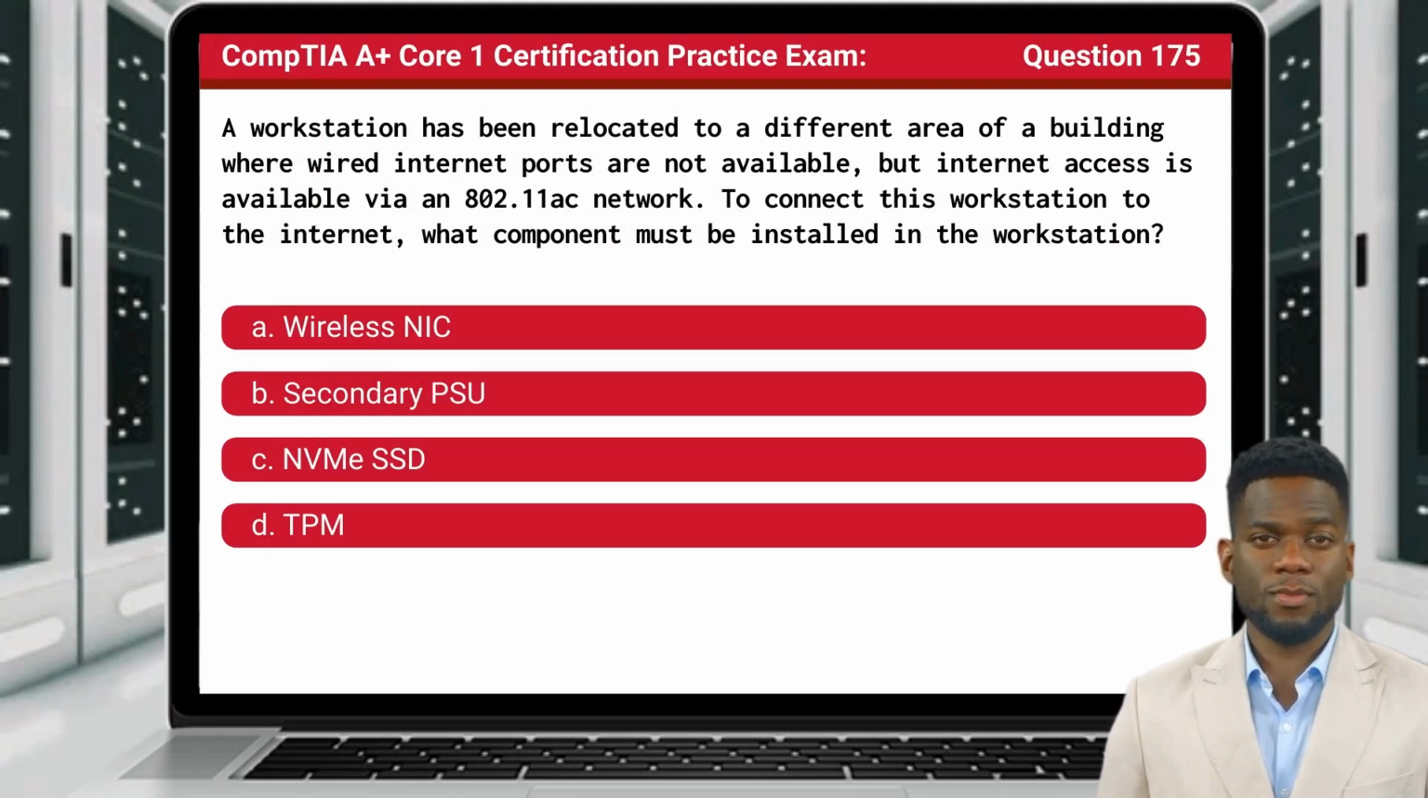Question 175. A workstation has been relocated to a different area of a building where wired internet ports are not available, but internet access is available via an 802.11 AC network. To connect this workstation to the internet, what component must be installed in the workstation?